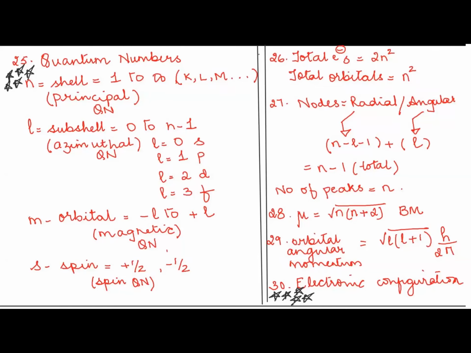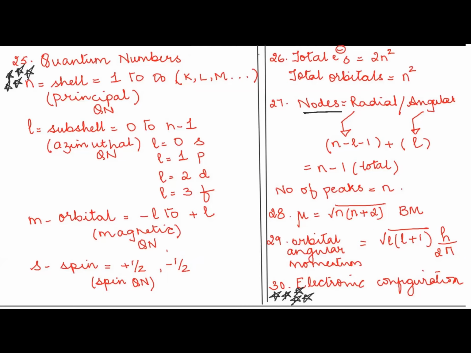Okay, I think we discussed this enough now. Now let's go further. Nodes can sometimes be asked in a NEET paper, so they are actually very easy to remember. Either graphs are given and then you need to identify how many nodes are there. Node means the probability of finding an electron is 0.